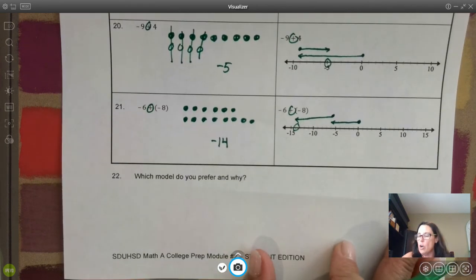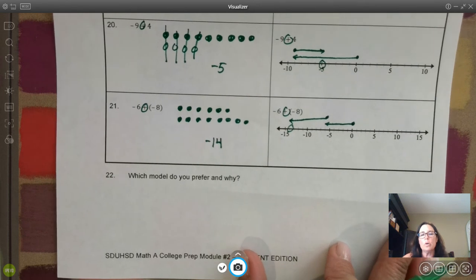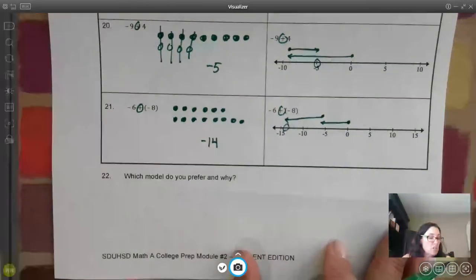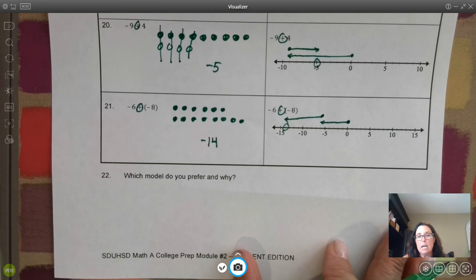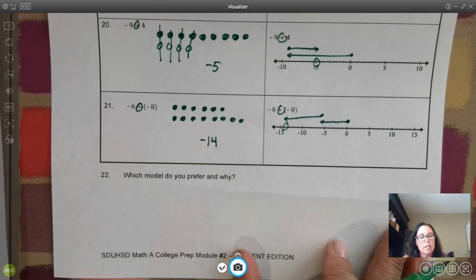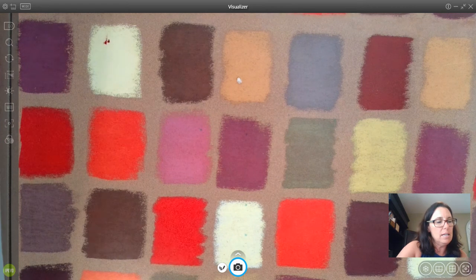Okay, all right, you can answer the one that you prefer. You need to know both methods for a quiz or a test in this class. I find most people prefer the chips, but it doesn't matter which one you prefer. You can have a preference for sure, but you will definitely need to be able to do both for a quiz or a test in here. Okay. All right, last page.